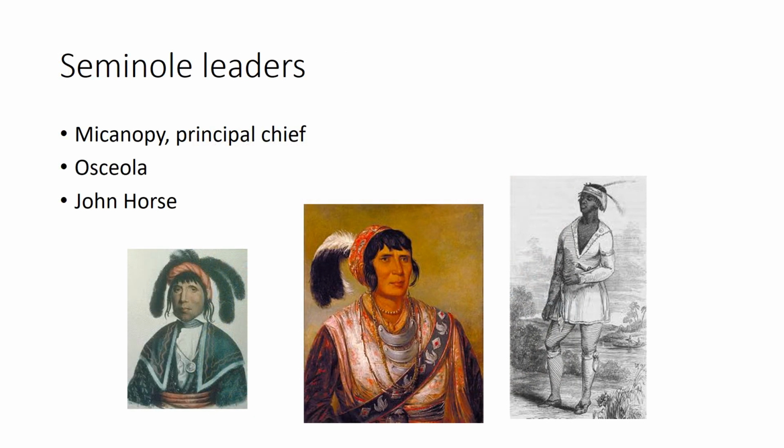Micanopy, who was the principal chief, Osceola, who had become the most famous, and John Horse, or Juan Caballo in Spanish. As they used to say on Sesame Street, one of these is not like the others. John Horse, you'll notice, is a black guy. I believe his father had been a slave who had run away and been accepted into the Seminoles. And so he was part of that group that's known as the Black Seminoles.